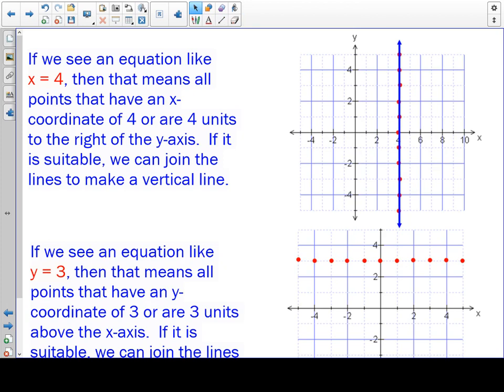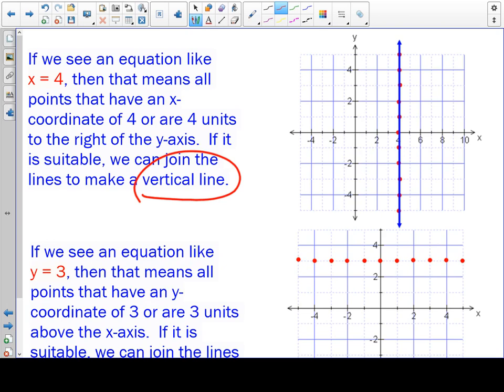If we ever see an equation that's x equals something, x equals 2, x equals 3, x equals 9, x equals 30, we're talking about a vertical line. Always, always. It's always vertical when we're talking about x equals something. Okay? You want to put a star beside this because this is something that should go on your study sheet when it comes time to study for your test. Okay?